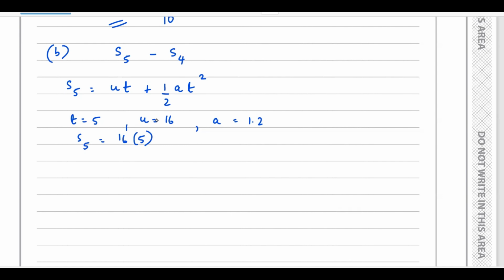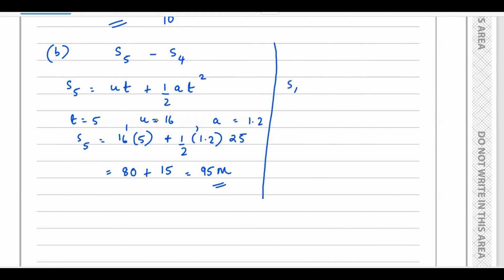So t will be replaced by 5, plus half of the acceleration. It was given in the question as a constant acceleration, so acceleration will still be the same, that is 1.2, times t squared, that is 5 squared, that is 25. 16 times 5 is 80, plus half of 1.2 is 0.6, times 25. When you put this in the calculator, you will get 15. So 80 plus 15, 95 meters. So the distance traveled by the particle for the first 5 seconds, we got as 95 meters.